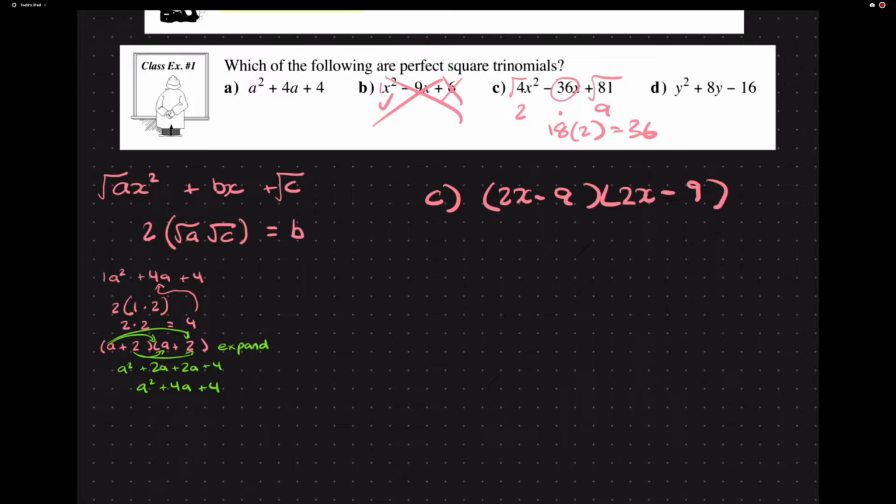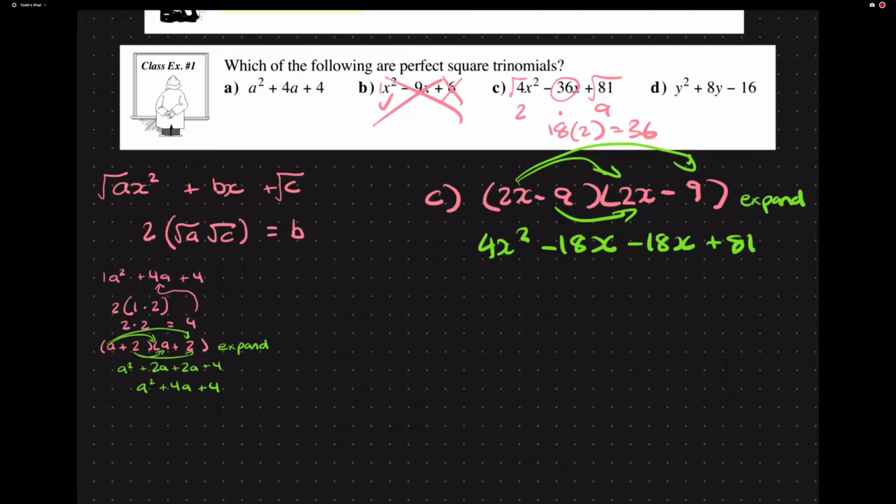And again, what we want to do is expand that out to see if it is true. So 2x times 2x is 4x squared. 2x times negative 9 is negative 18x. Negative 9 times 2x is negative 18x. And negative 9 times negative 9 is a positive 81. Collect like terms, and you can see that we have proven that that works.